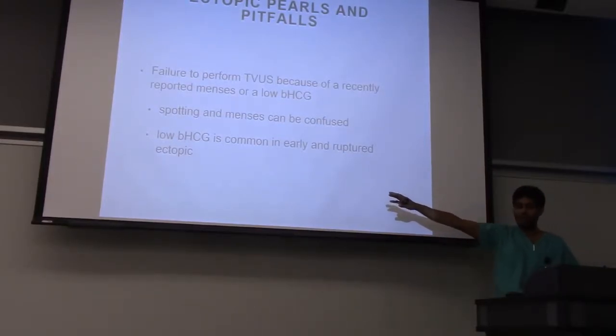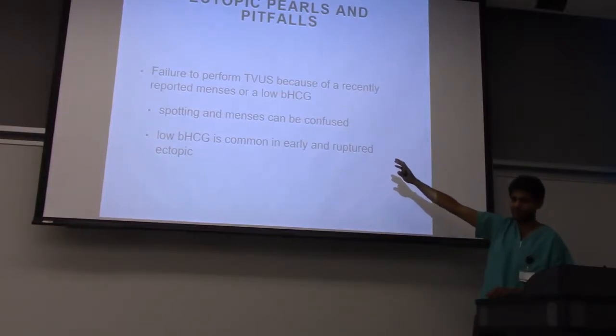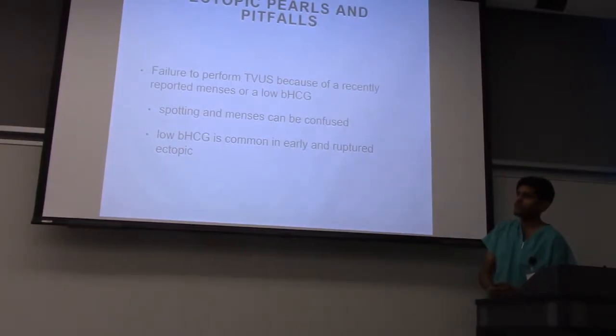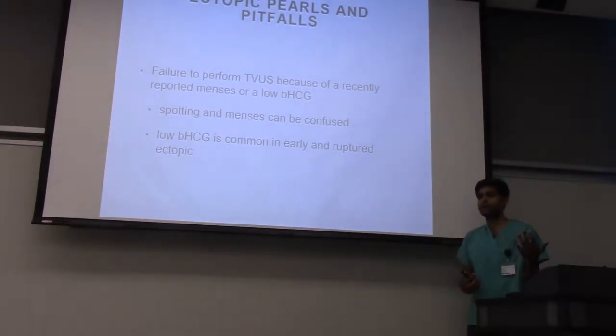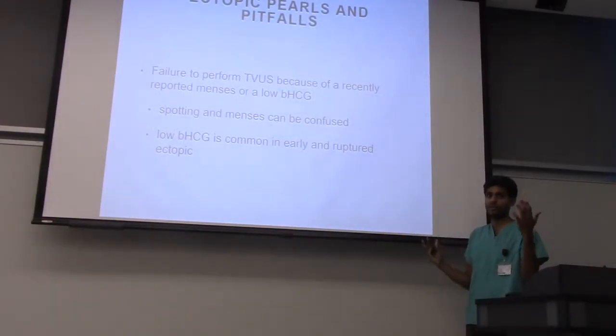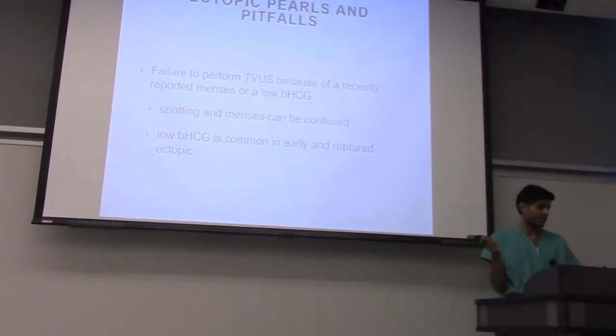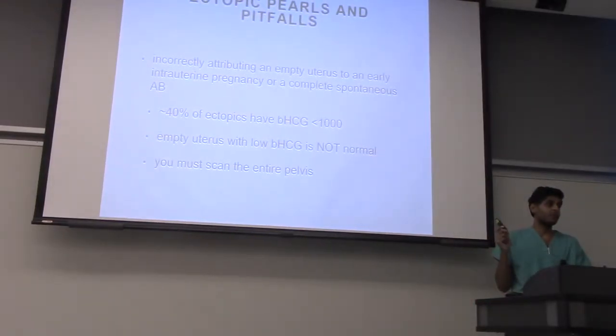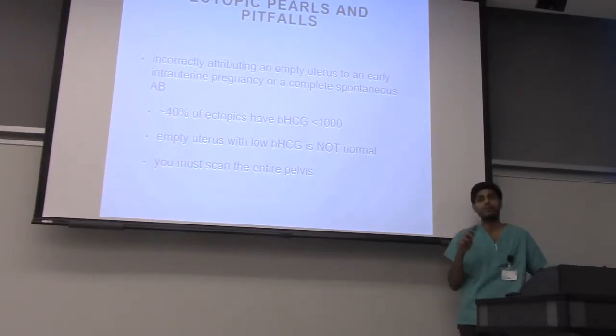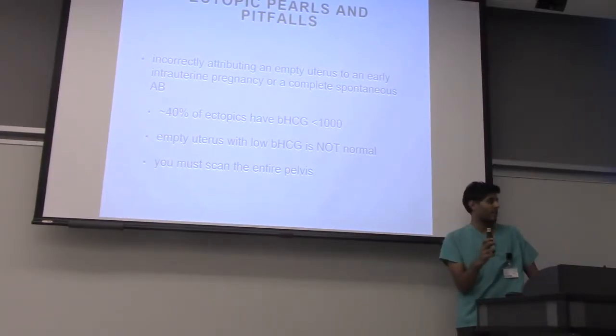I don't know why when I was a resident, people had this incorrect idea that a low beta could be consistent with a very early pregnancy and that it was okay. If you have a low beta and you have an empty uterus, that's really, really not a good thing. It's never appropriate, and that low beta is actually very common in early ectopics. So it shouldn't be reassuring, and you shouldn't just let yourself say, okay, this is a very early pregnancy, the beta is really low and the uterus is empty, because it shouldn't be. There should be some sort of sign or something by the time you've identified this on test.